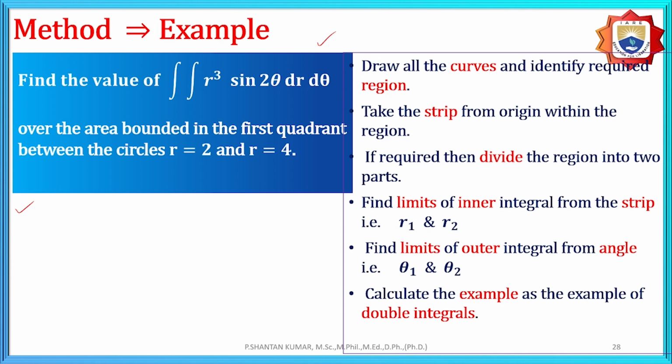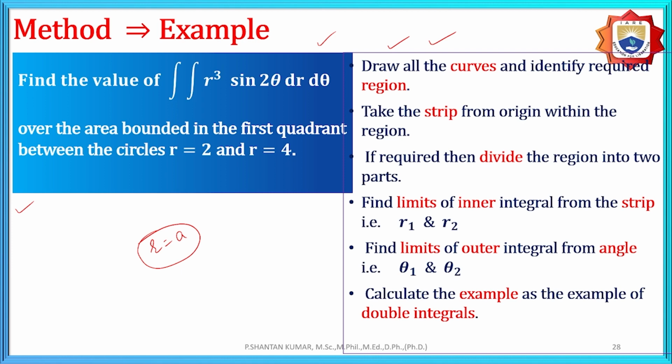That means here 2 is nothing but a constant. As we know, given the diagram, it is related to r is equal to a, and r is equal to 4 is also based upon r is equal to a. And whatever we understand, the diagram should be r is equal to a. With the help of that, you need to sketch the diagram according to the condition. Procedure: draw all the curves and identify the required region and take the strip from the origin within the region. And if required, divide the region into two parts. Find the limits r1 and r2 and theta 1 and theta 2 and calculate with the help of the given problem. This is the procedure under the double integration in r, theta.